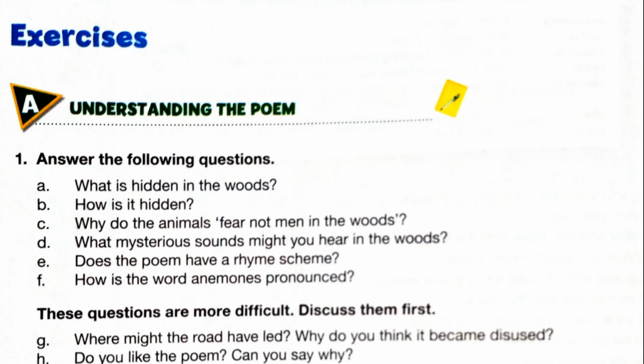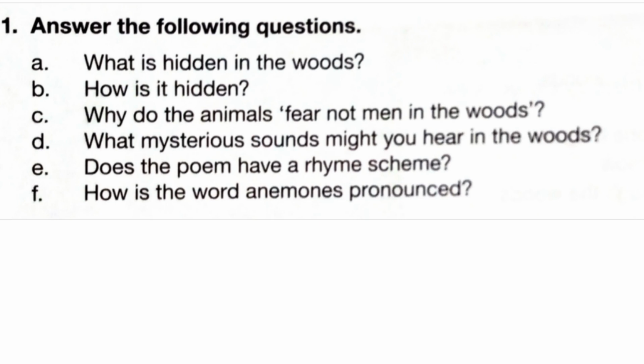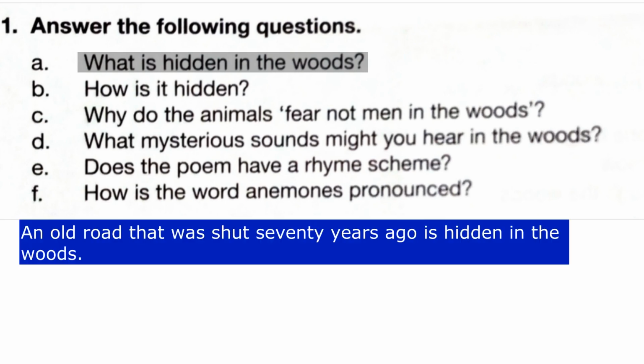Today we are doing the exercise of New Oxford Modern English, Class 6, Chapter 10, The Way Through the Woods. So let's start. In Part A, question number 1 is: answer the following questions. A. What is hidden in the woods? Answer is: an old road that was shut 70 years ago is hidden in the woods.